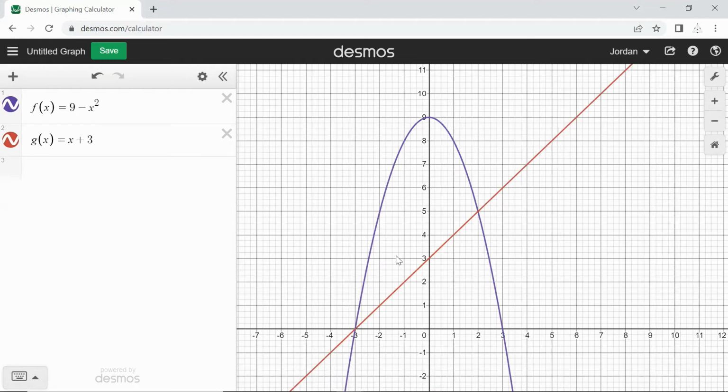Notice that in this bounded region, the f of x is on top. Here I had written f of x equals 9 minus x squared. And the g of x is underneath.